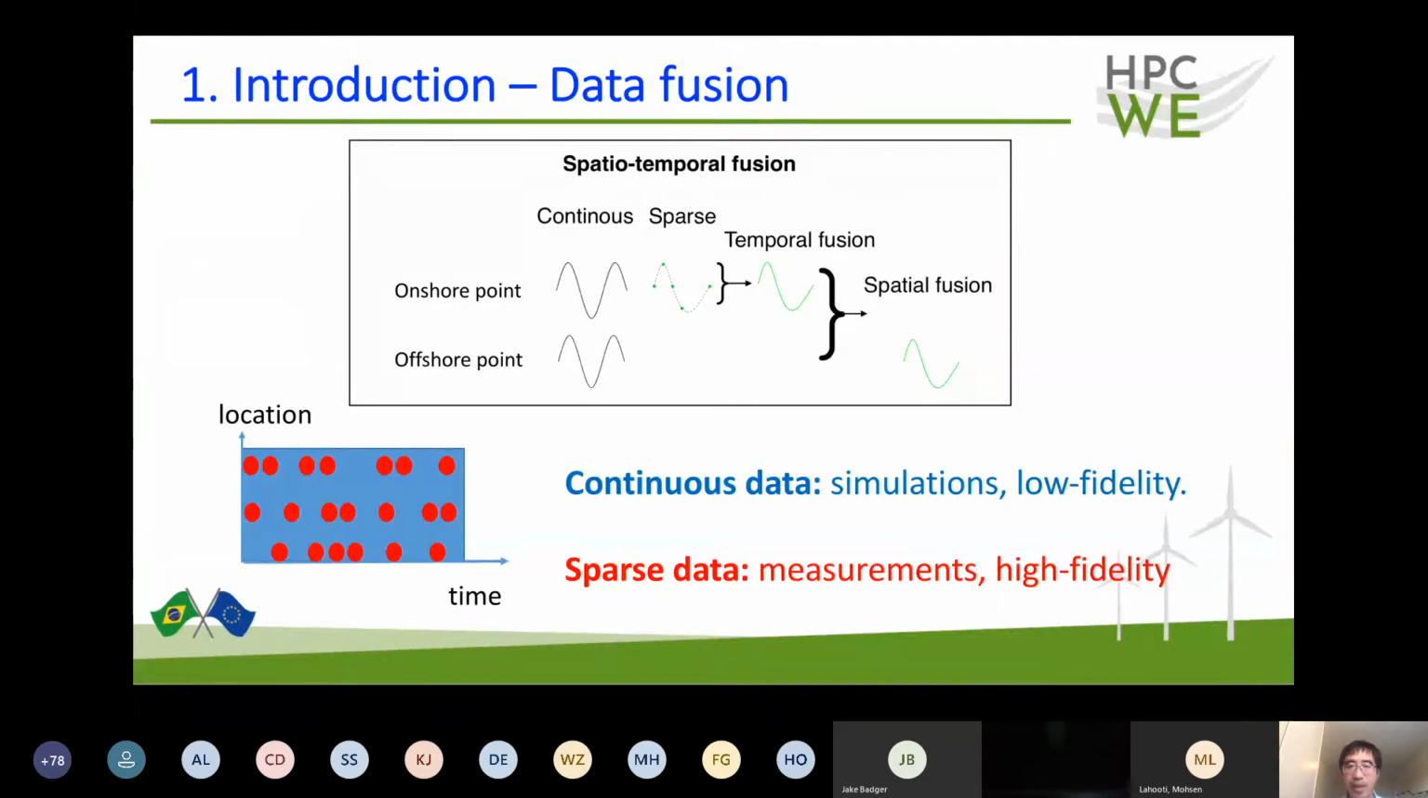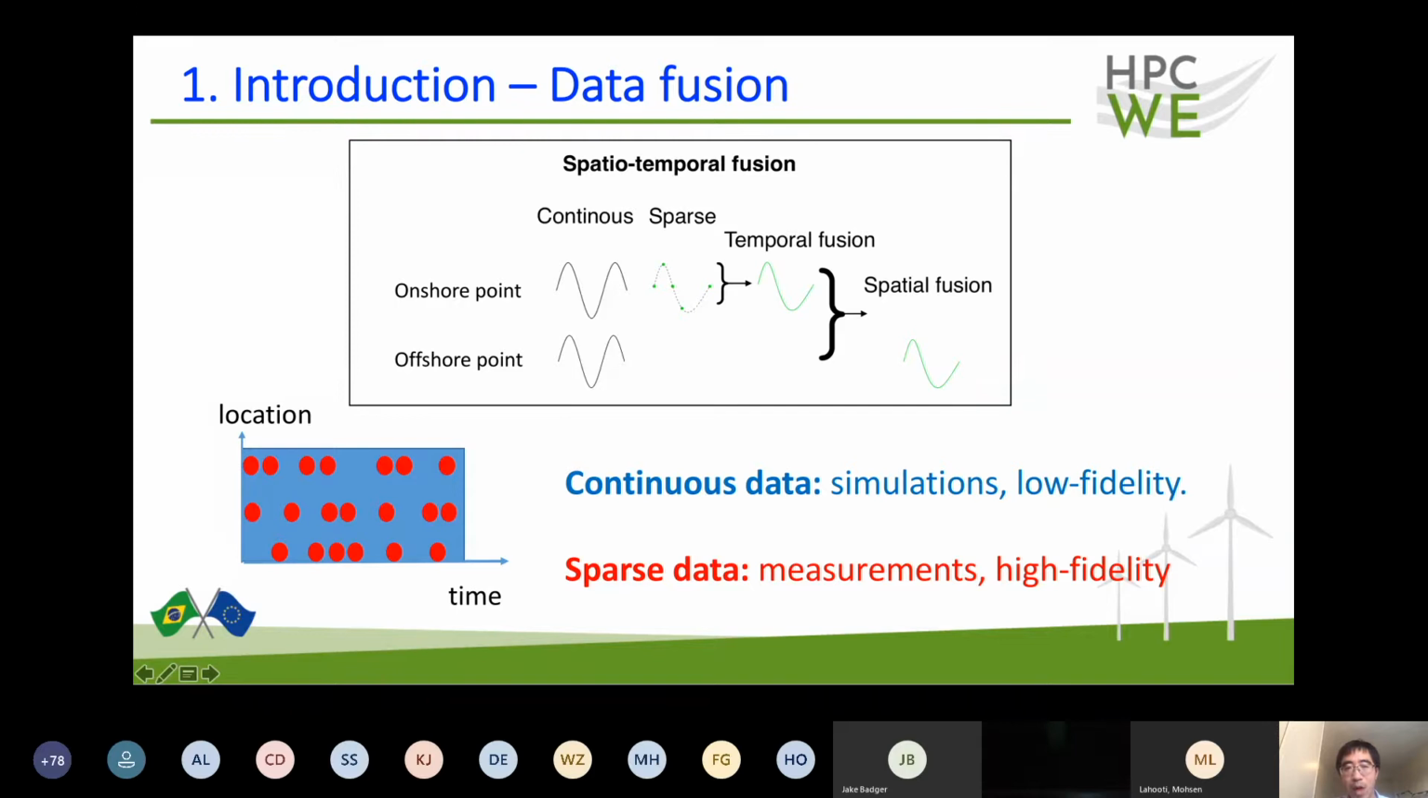So here is the basic idea of the multi-fidelity fusion. Here we regard that we have two points, an onshore point and an offshore point. Our goal is to project the onshore data to offshore. At the onshore point, we have continuous data, which is from the simulation with low fidelity. And we also have sparse data, which is from measurement, but with high fidelity. Okay, so combining them, we can get the full expanded data at this onshore point.